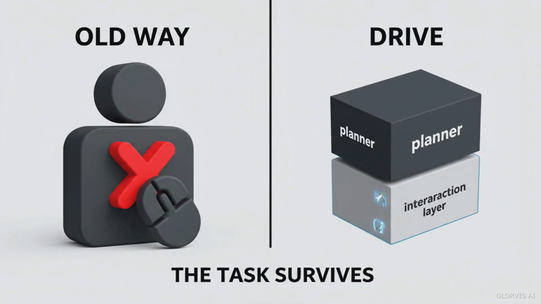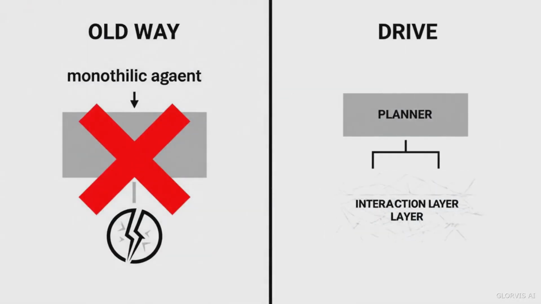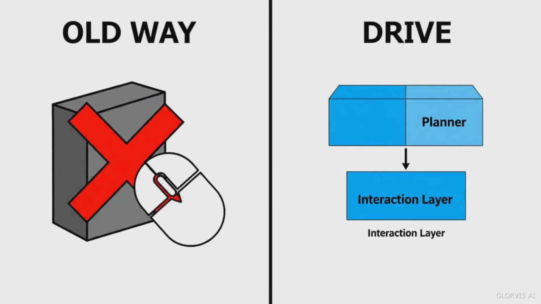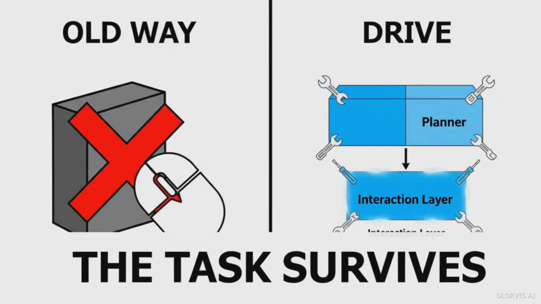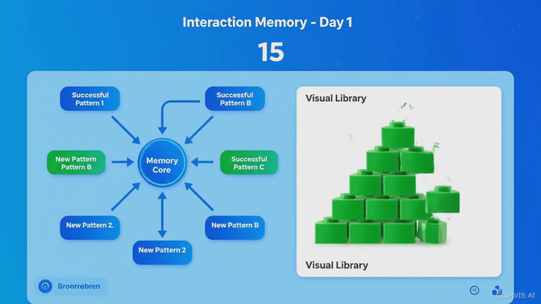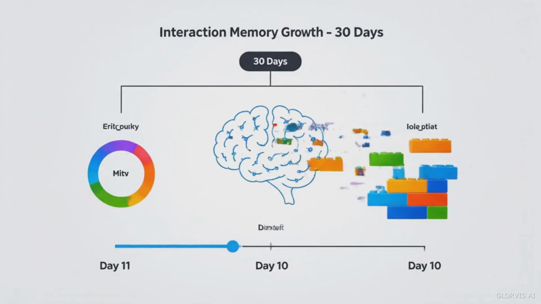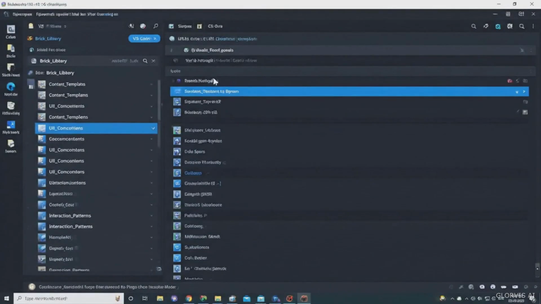When LinkedIn changed their composer, my old agent's entire reasoning collapsed because the click pattern was hard-coded into the task. If I'd been running something Drive-shaped, only the interaction layer would have needed updating. The planner would still say, paste the body. The interaction layer would just learn that paste now means typing into a shadow DOM Quill instance instead of a text input. The task survives.